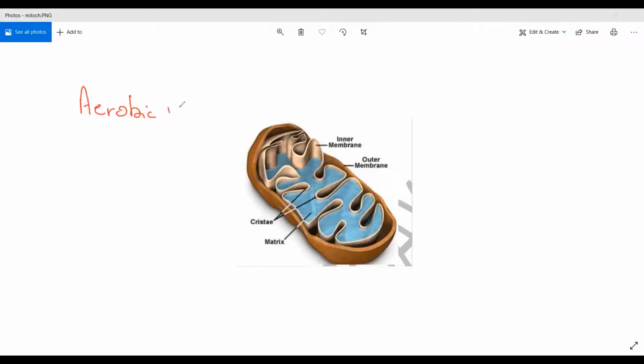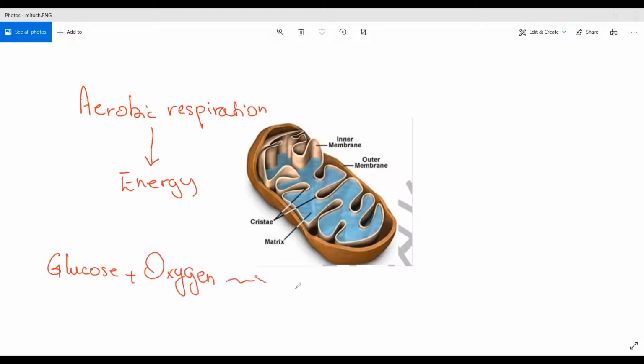Meaning respiration in the presence of oxygen. Of course, when the mitochondria utilizes glucose together with the oxygen, it's going to give me energy at the end, because from our previous studies we know that respiration is glucose, when it is broken down or oxidized in the presence of oxygen, this will give us energy by which we do all our activities, plus carbon dioxide, of course, plus water. I shouldn't write symbols with words, but just to save time.